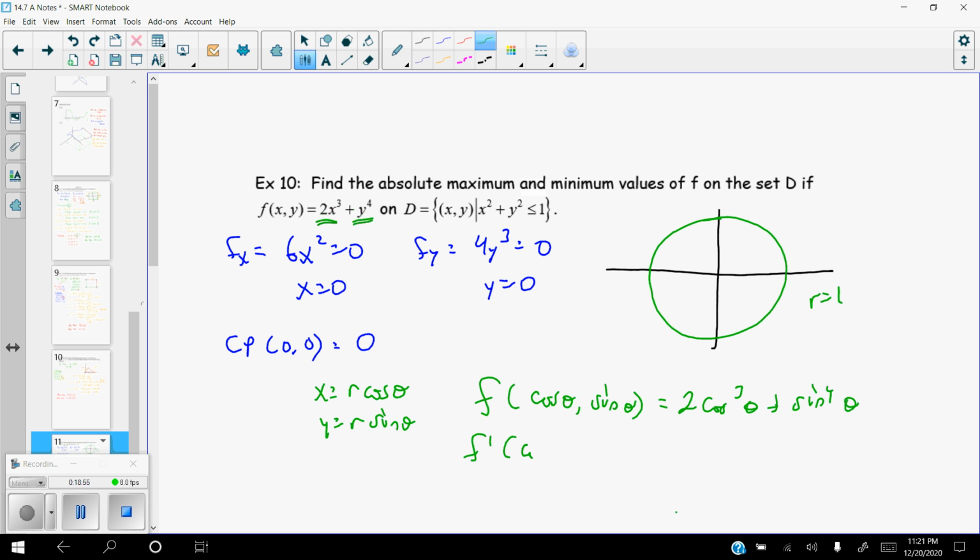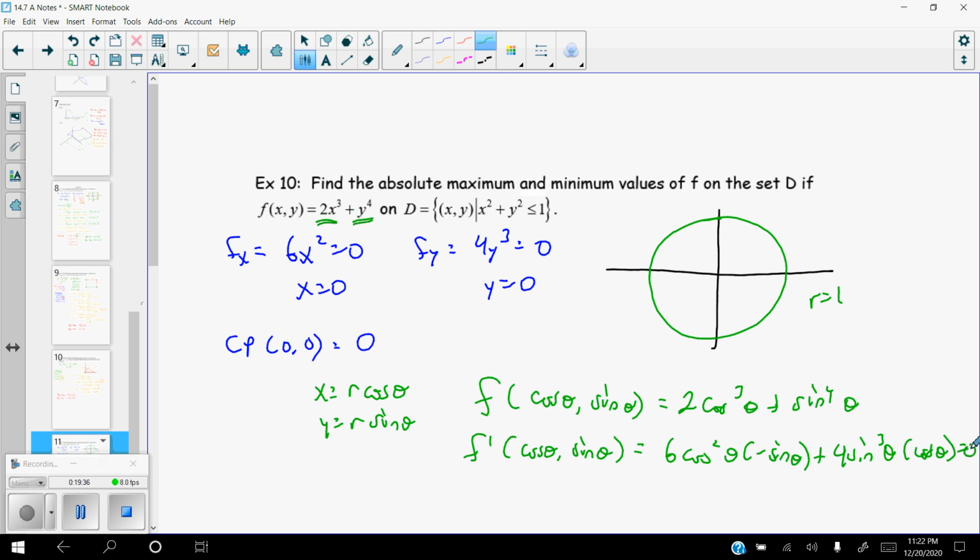I'm going to take the derivative of the function of cosine theta and sine theta. Well, it is going to follow some chain rule type stuff. With the first one, 2 cosine cubed, you bring the 3 out to the front, multiply it, reduce the power by 1, chain rule, multiplied by the derivative of cosine, which is negative sine, plus, similar idea for sine, bring the 4 out front, reduce the power by 1, multiplied by the derivative of sine, which is cosine, and all that has to be equal to 0.